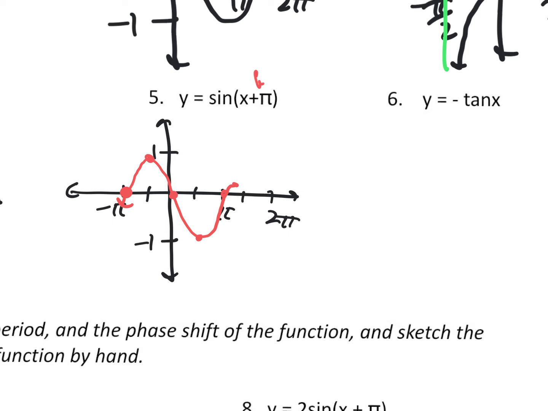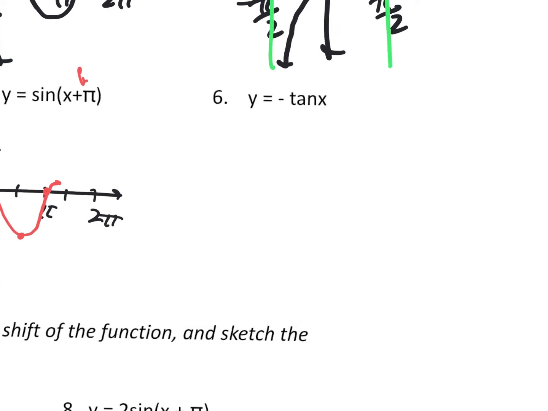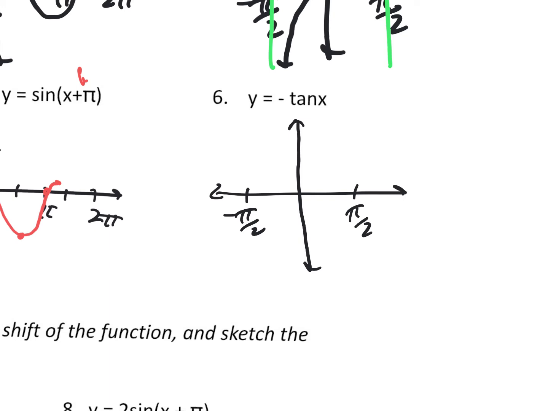Number 6, y equals negative tangent x. Don't forget what negative does. Negative in the front reflects across the x-axis. So I'm going to reflect the regular tangent graph. Remember, the asymptotes go up positive pi over 2 and negative pi over 2. So I'm going to draw those asymptotes. One asymptote right here, the other one right there.